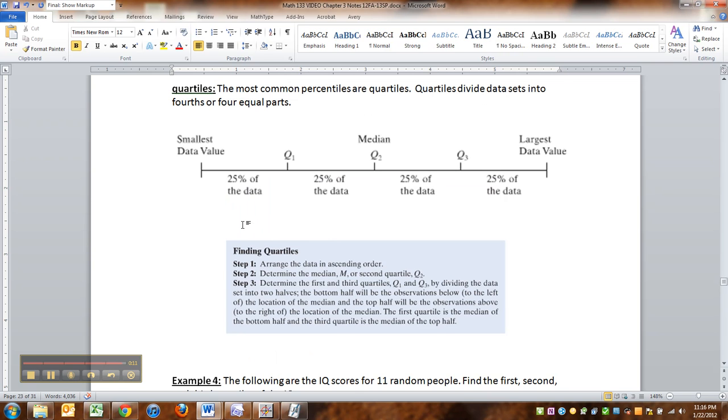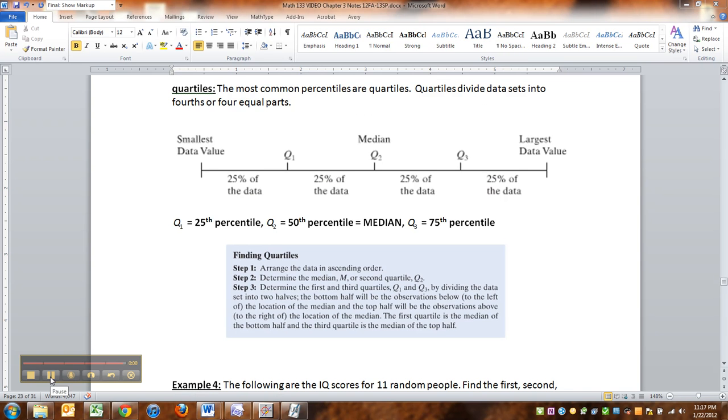So let me type that up. Hold on. There we go. Q1 is the 25th percentile, Q2 is the 50th, and Q3 is the 75th.